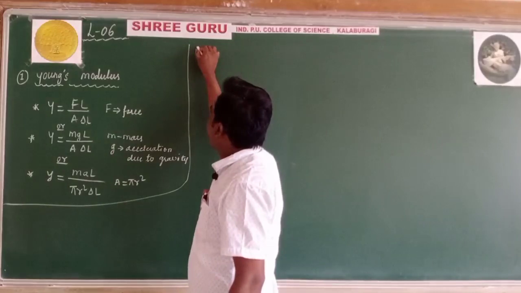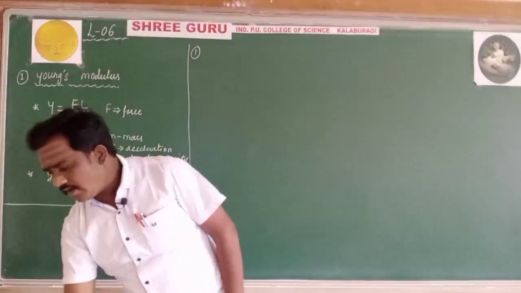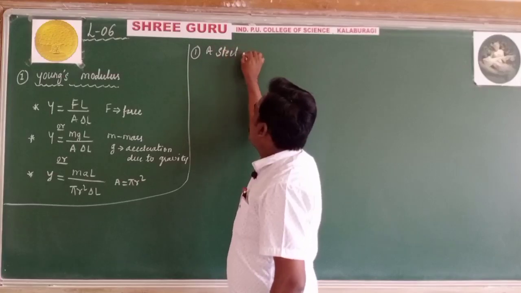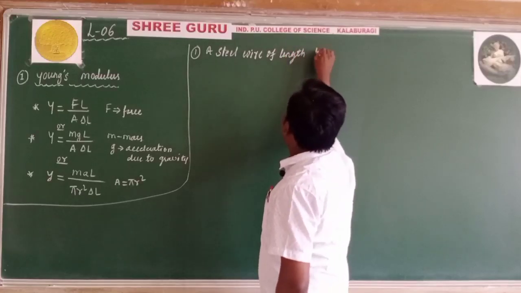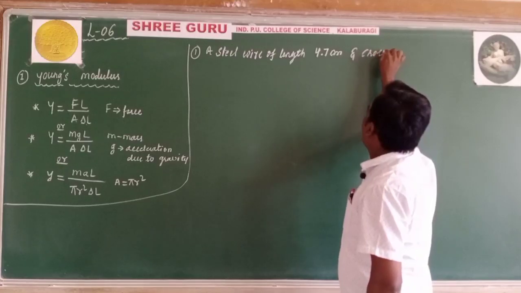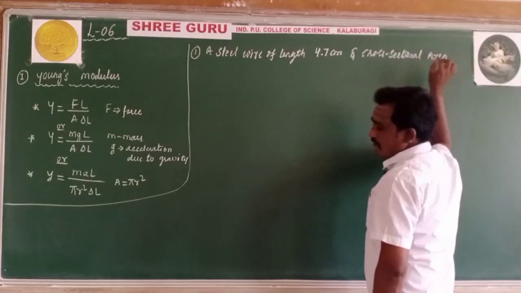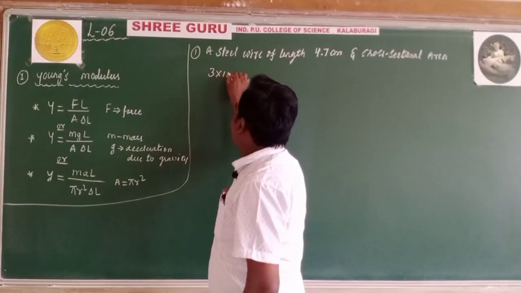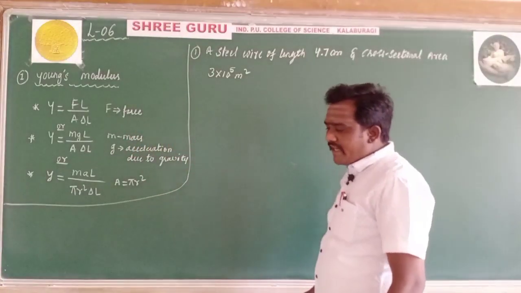First numerical. Let us consider two materials or two substances. The first one is steel and the second one is copper. A steel wire of length 4.7 centimeter and cross sectional area 3 into 10 to the power minus 5 meter square. We know that the area unit is meter square.